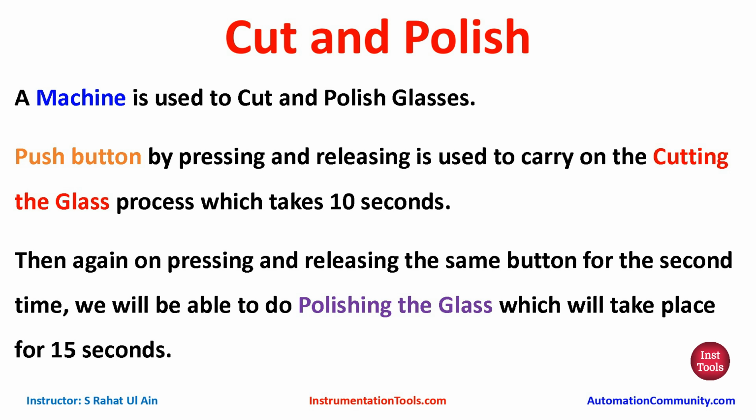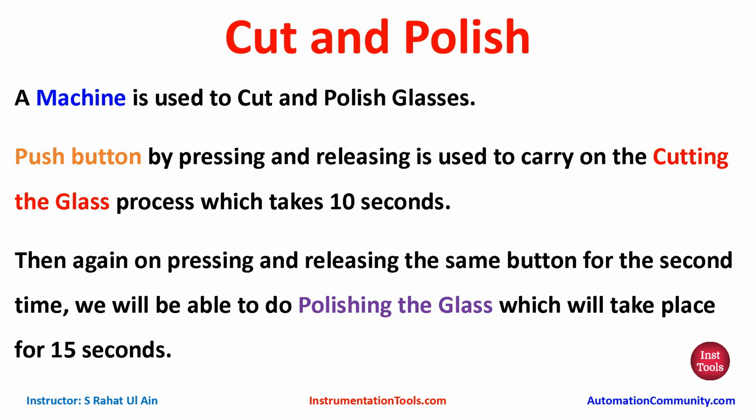A push button, by pressing and releasing, is used to carry on the cutting of the glass, which takes 10 seconds. Then again, on pressing and releasing the same button for the second time, we will be able to do polishing of the glass, which will take place for 15 seconds. That means there is a push button. When it is pressed and released the first time, the process of cutting the glass will take place for 10 seconds. And after 10 seconds, when the push button is pressed and released a second time, the second process of polishing the glass will take place for 15 seconds.